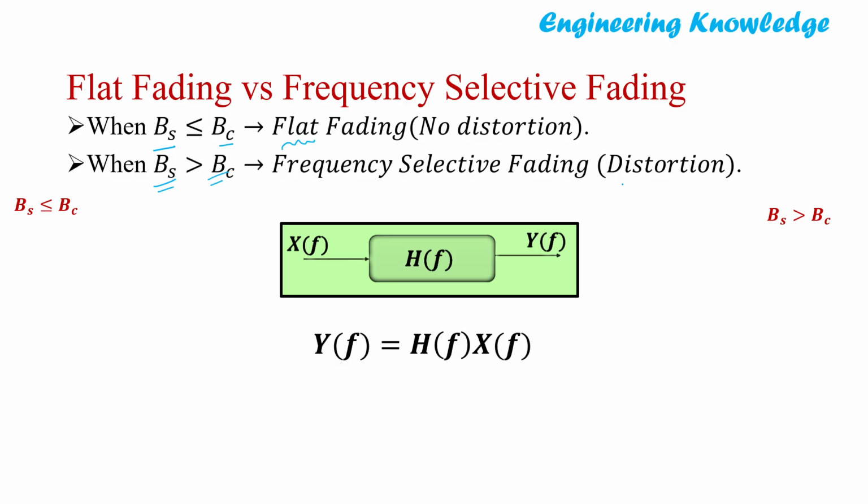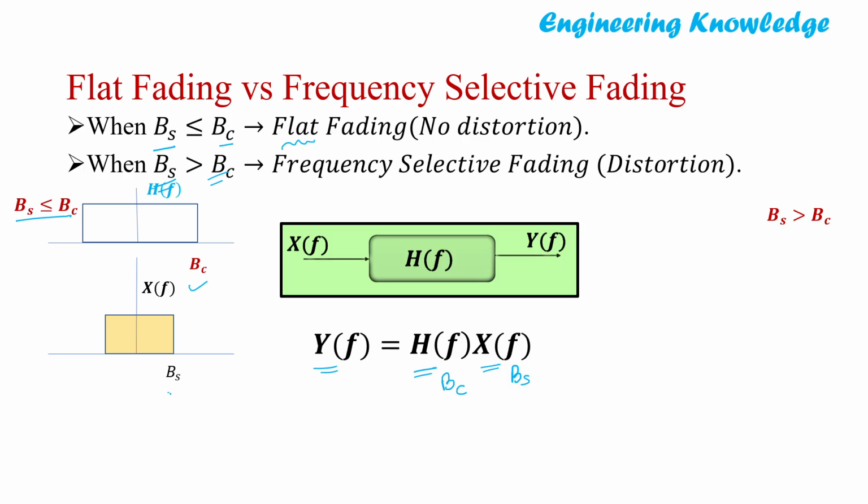and distortion. To visualize this, understand that the output of the channel is the multiplication of the frequency response and the spectrum of the signal. The spectrum of the signal will have a largest bandwidth of Bs, and the frequency response will have a largest bandwidth, cutoff frequency, of Bc. So suppose the case when we have Bs smaller than Bc. In this case, the frequency response will have a highest frequency of Bc. The signal we are assuming has a Bs which is smaller than Bc, which means this distance is smaller. Bc is larger, and this is the case for flat fading.